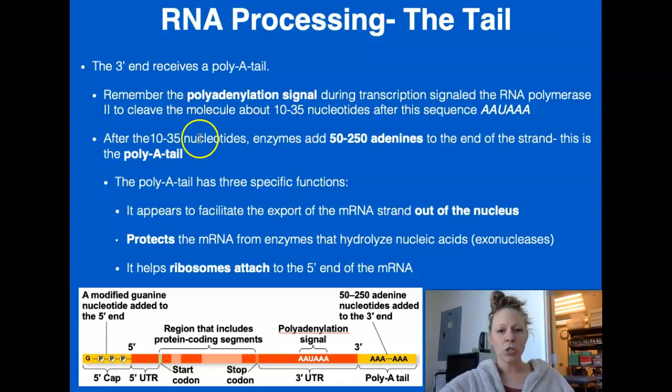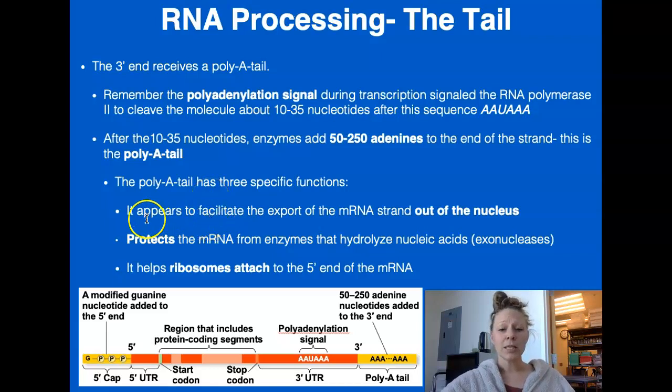So what we're doing now, we're going to modify this mRNA strand, and enzymes are going to move towards that polyadenylation signal and start adding many adenosines, 50 to 250 adenosine nucleotides, to the 3' end. We call this a poly A tail, poly meaning many, A meaning adenosine, and tail meaning the end. The poly A tail has a few different functions.